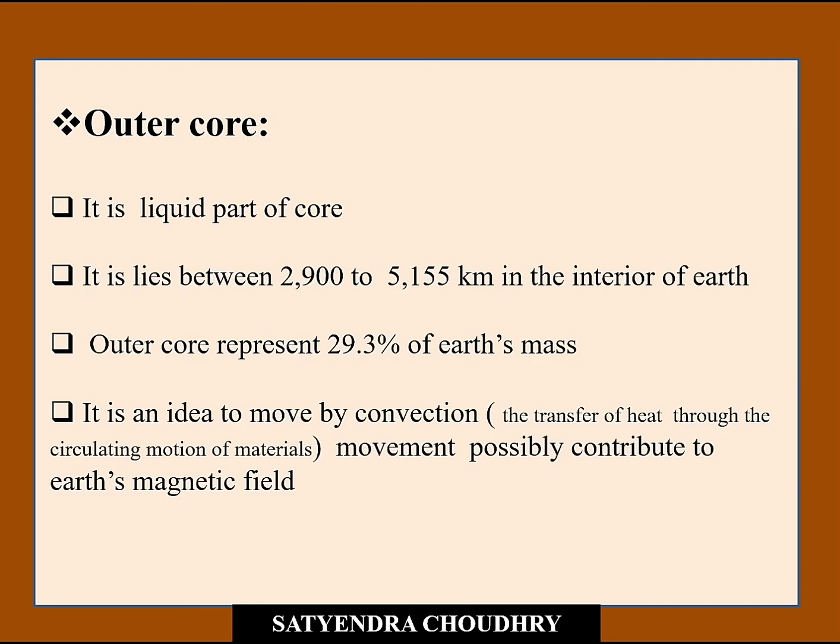Core. You can divide the core into two parts: outer core and inner core. The outer core is the outer part of the core, and it is the liquid part of the core. It lies between 2,900 km to 5,155 km. It represents 29.3% of Earth's mass, and it is thought that it is moved by convection. Convection means transfer of heat through the circulating motion of material, and it possibly also contributes to Earth's magnetic field.